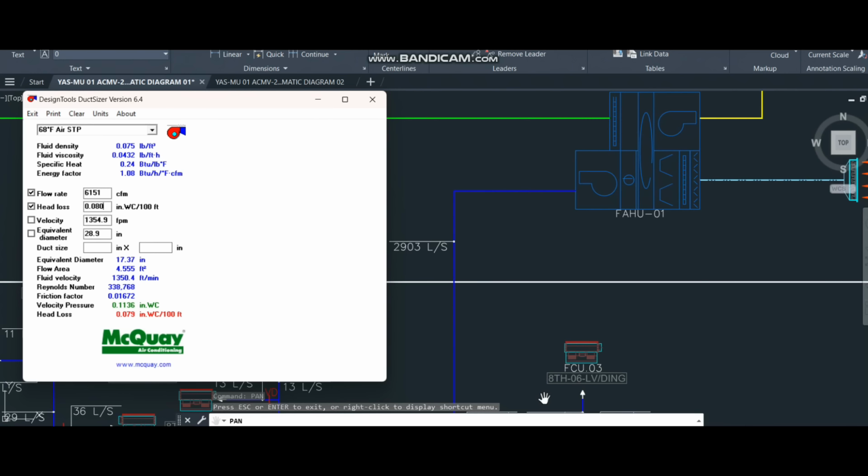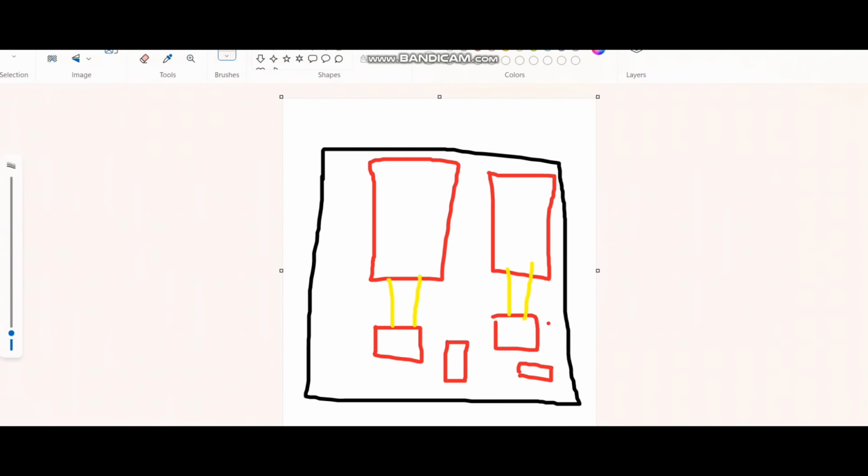Now for the rectangular duct I need to decide. So for example, if you see this, this is the site condition, this is the top view of the site on the roof. Here we have, for example, one FAHU here, one FAHU here, and this is the duct, yellowish colored duct, and this is a shaft which is going down. The duct is going down, and there are different outdoor units located here.